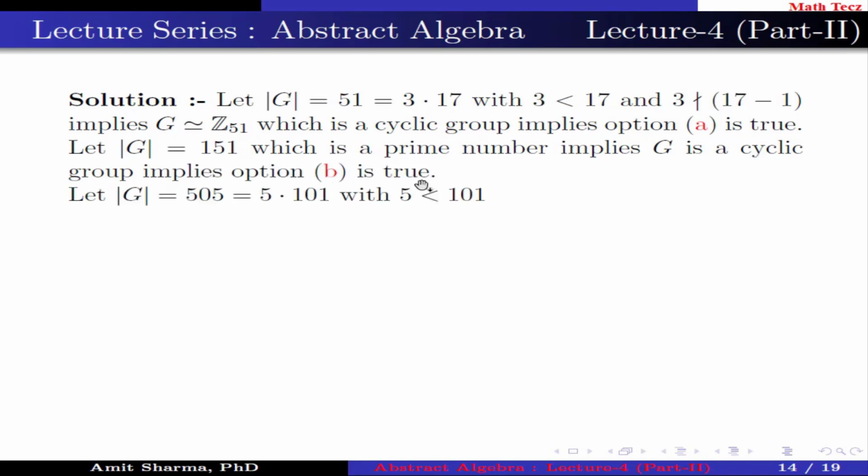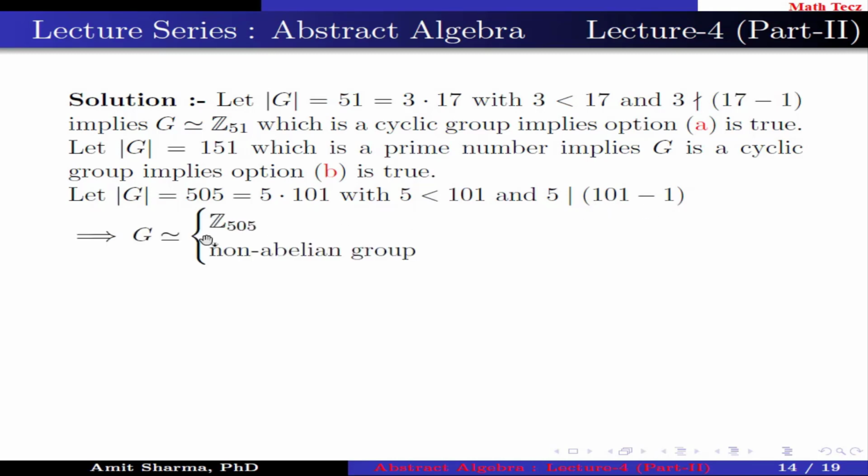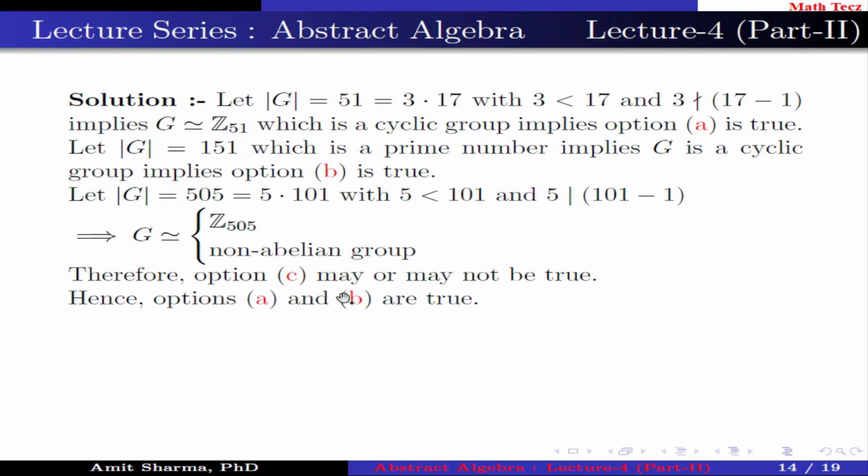is true. Let the order of G be 505, which can be written as 5 into 101 with 5 less than 101, and 5 divides 101 minus 1. This implies G is isomorphic to either Z505 or a non-abelian group of order 505. Therefore, option C may or may not be true. Hence, options A and B are true.